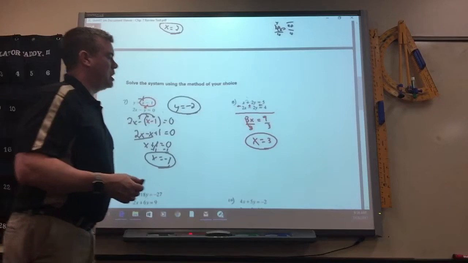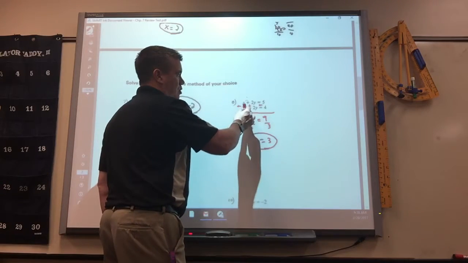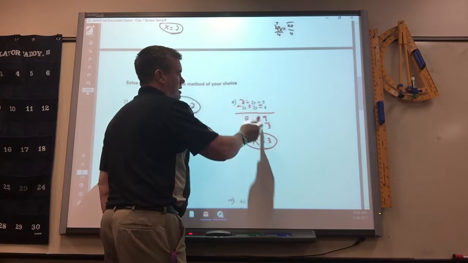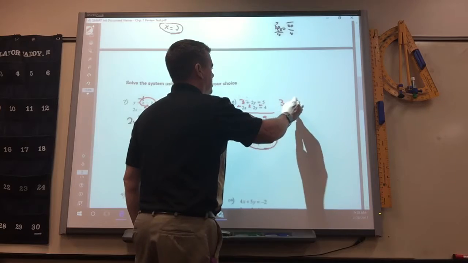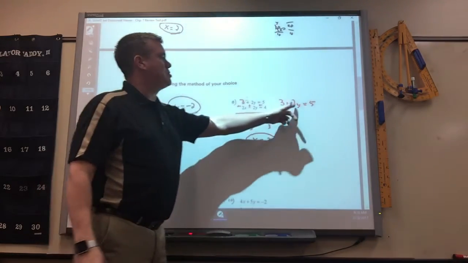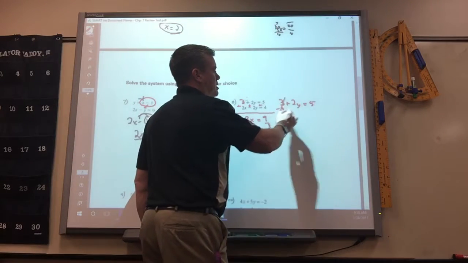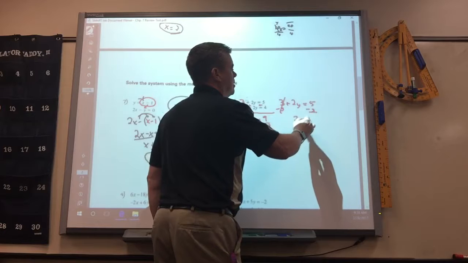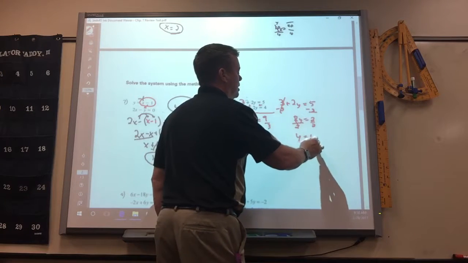Then in order to figure out what y is, you got to put 3 in, either there or there. It doesn't matter. If I put it in the first one, just replace the x with a 3. Rewrite it, and then you just solve the equation for y. Get the y by itself. Subtract 3. Divide by 2, and y is 1.